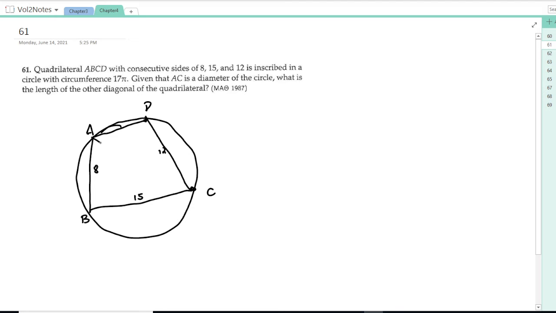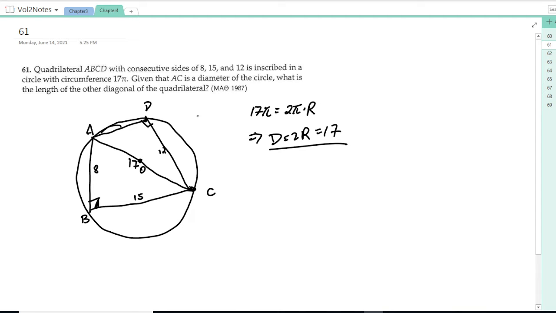Given AC is the diameter, that means this is 90 degrees, right? So we know 17 pi equals 2 pi times r. Then we know that d equals 2r equals 17. So AC equals 17, and the center here is O. What is the length of the other diagonal? So the goal is to solve BD.